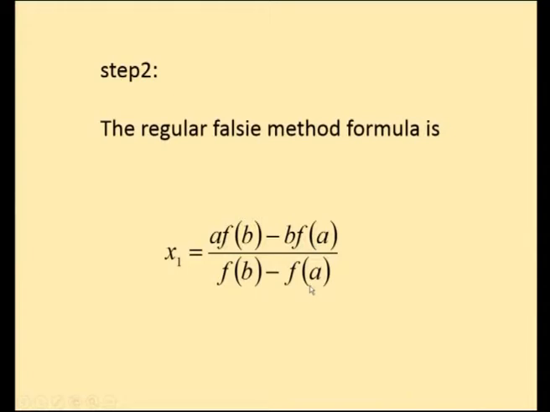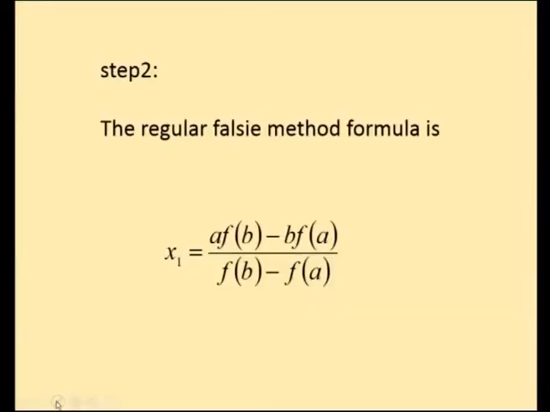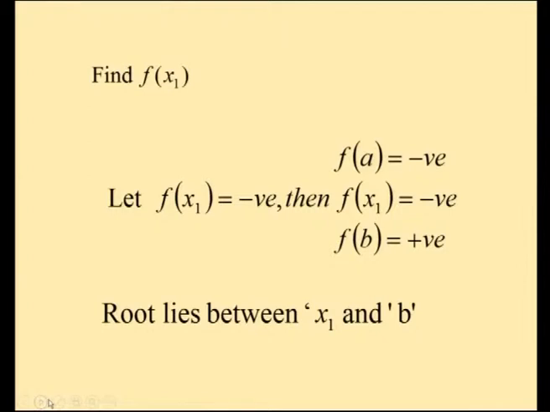The regula-falsi method is applicable only when the condition is satisfied, that is, the modulus of f of x0 into f of x1 is less than 1. So, we find x1 and then we find f of x1. If f of x1 is negative, then write down the three things, that is, f of a is negative, f of x1 is negative, f of b is positive.